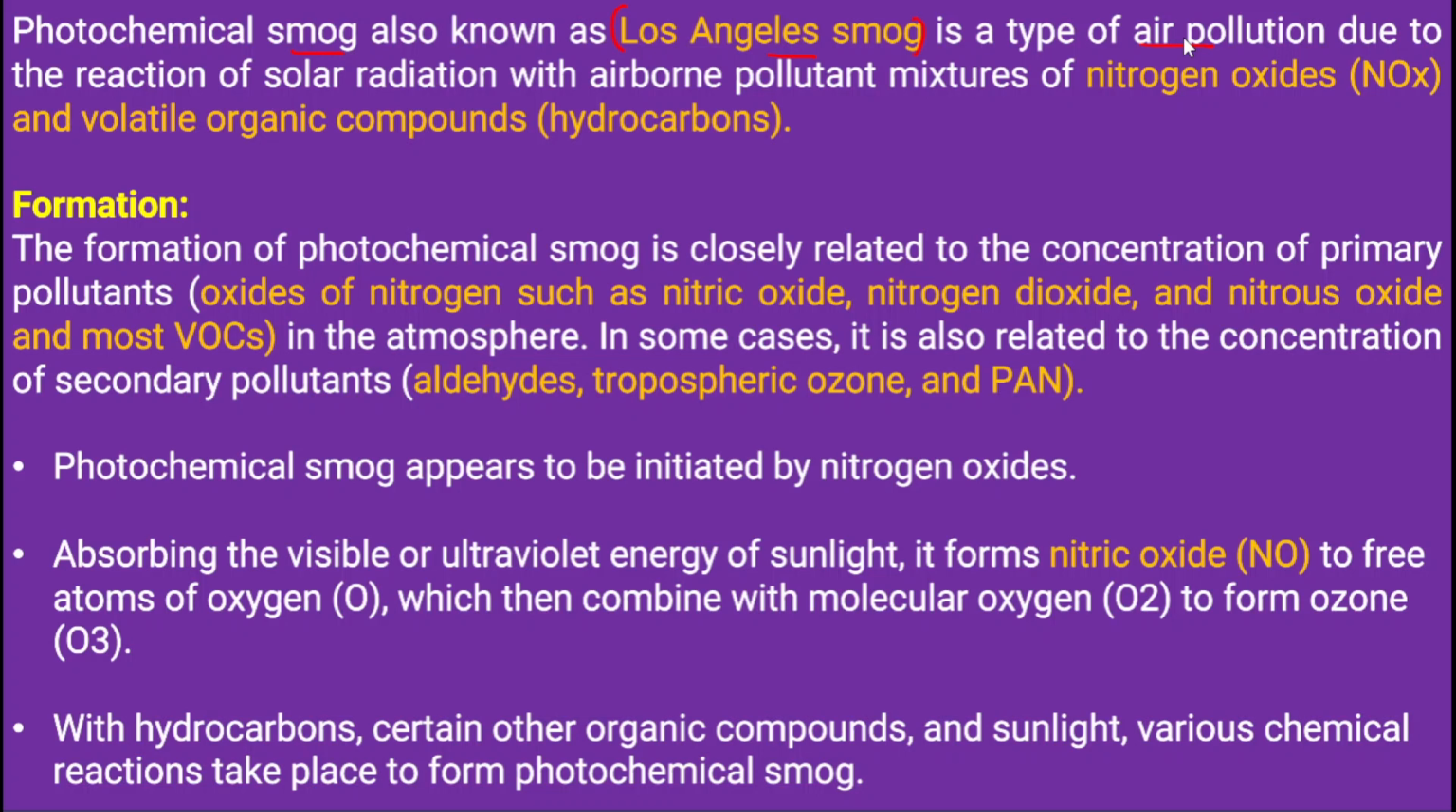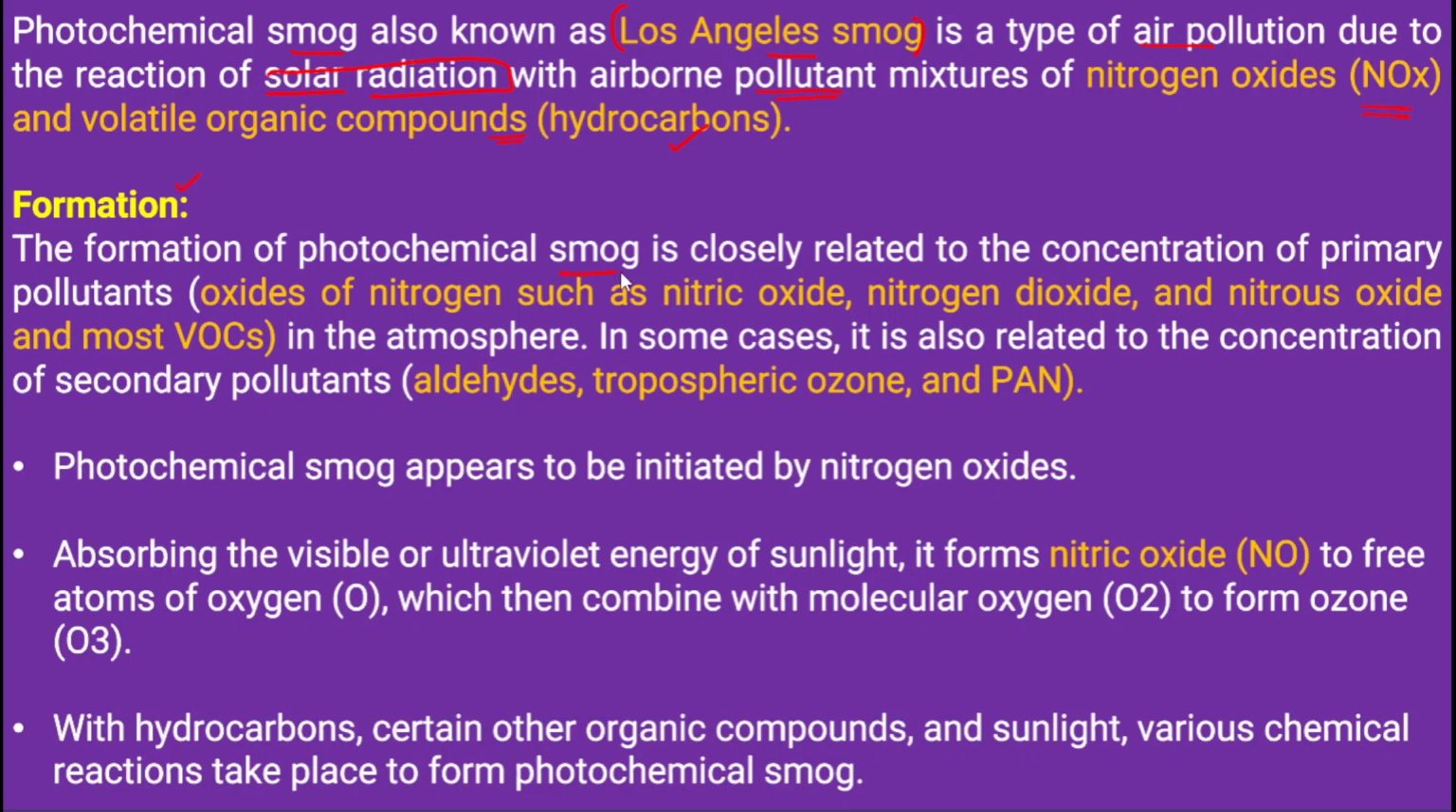How is the photochemical smog formed? The photochemical smog formation is actually the result of the reaction of solar radiation with the airborne pollutant mixture. So what are those airborne pollutants? They include nitrogen oxides and other volatile organic compounds which are a result of the hydrocarbons. Now in this context we need to understand how the photochemical smog is actually formed, since the question has asked us to discuss in detail the formation or mechanism of photochemical smog.